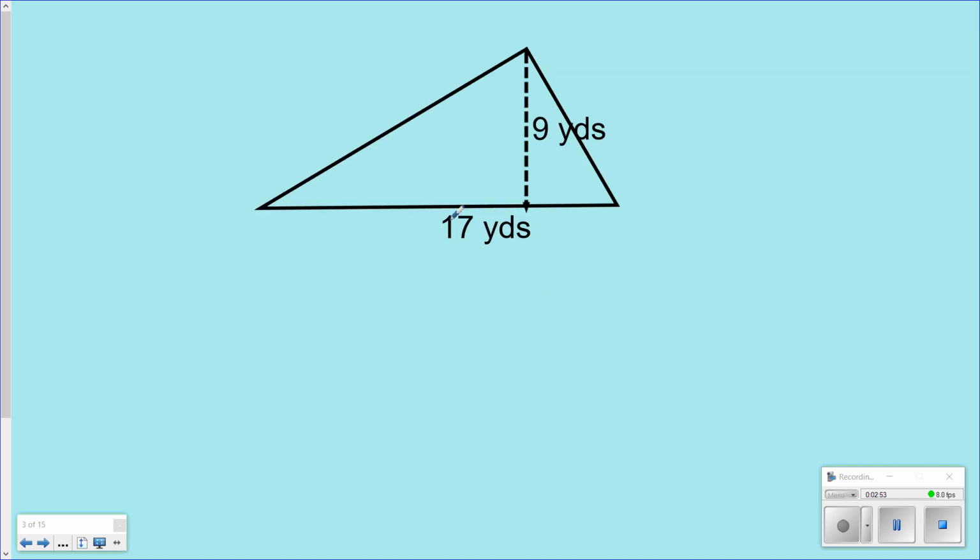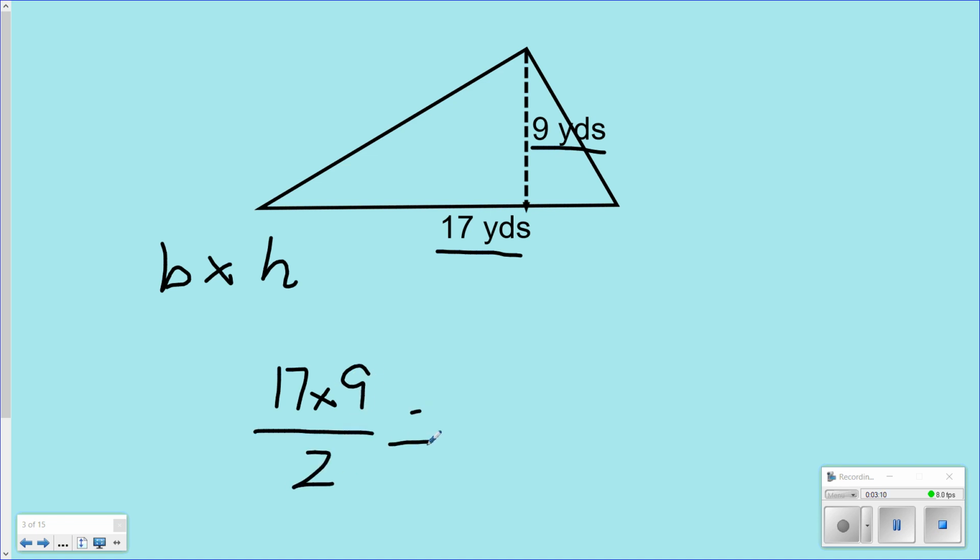So let's go to the next one here. See, this is a different looking triangle. It's the same thing. You're going to take the base times the height, which would be the base would be 17, the height would be 9. So 17 times 9, and then we always have to remember to divide by 2. And let's see if I calculate this one correctly. Remember, I make mistakes, but we're going to try it anyway. 17 times 9 is 153, divided by 2 is 76.5 yards this time, yards squared. So that's how you find triangles.